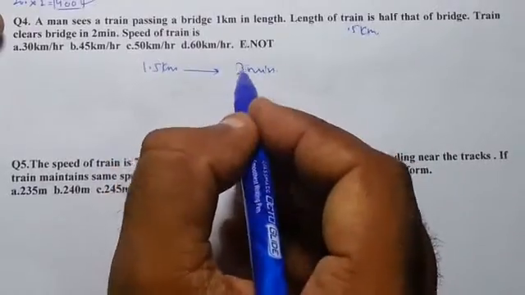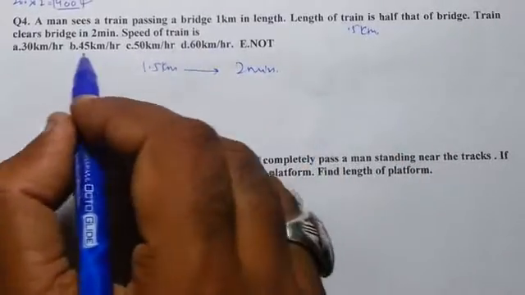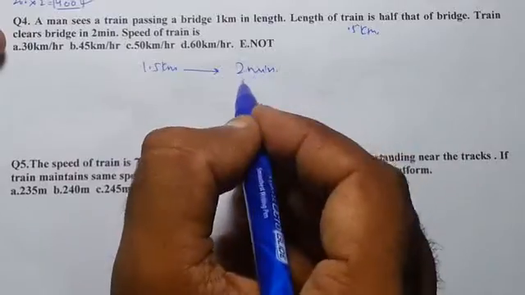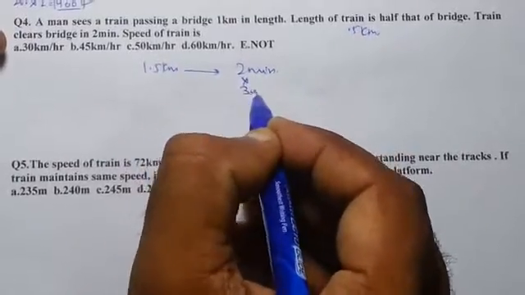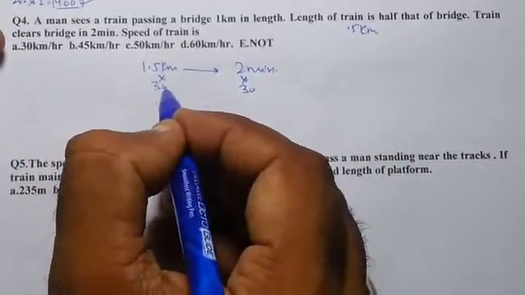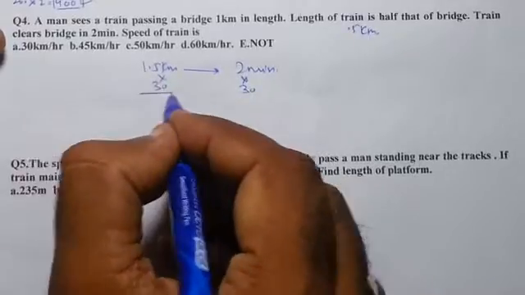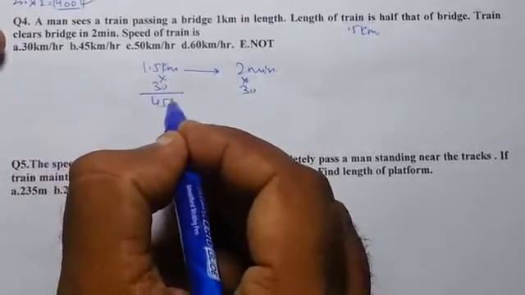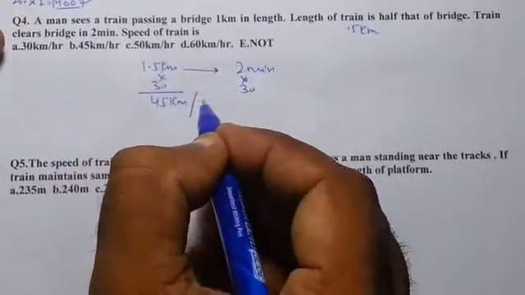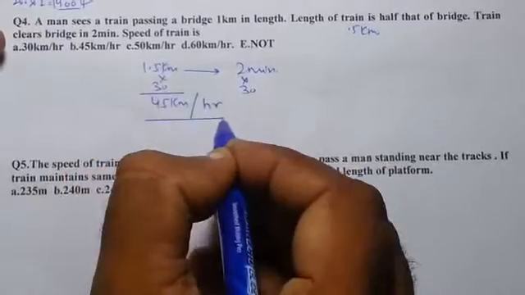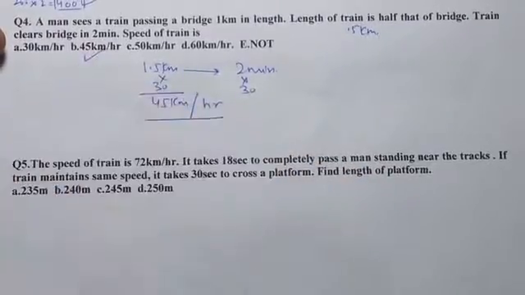So the speed of the train, we have to find in kilometers per hour because the answer is given in kilometers per hour. So let us multiply it by 30 to make it an hour, and we'll multiply this side also by 30 to make it kilometers, complete kilometers. So it will be 45 kilometers in 1 hour. So the speed is 45 kilometers per hour, right?